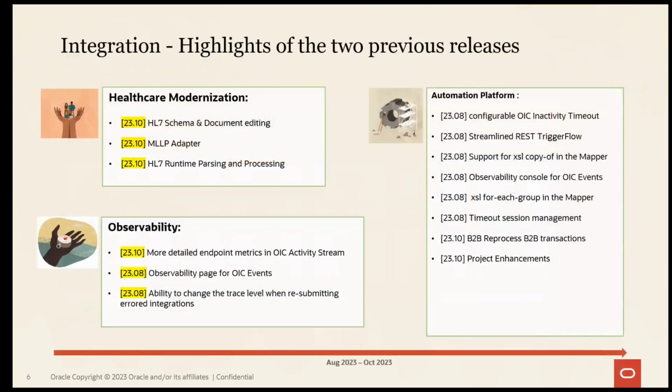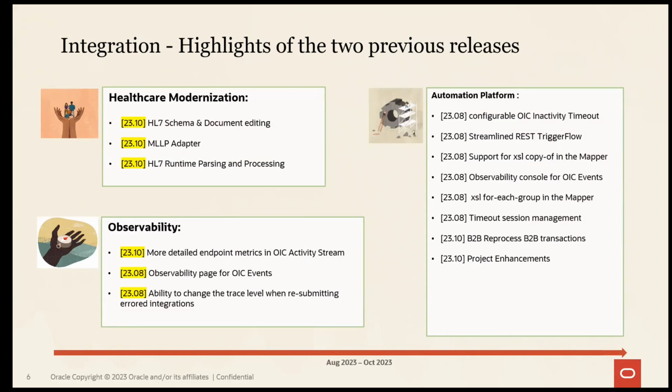So before we look at 23.12, let's have a look at a couple of the highlights from the two previous releases. Now, in 23.10, we saw the limited availability release of our healthcare component. So there will be an OIC for healthcare SKU available soon, but the software is available in limited availability mode. If you need access to it, please just contact Jürgen or myself.